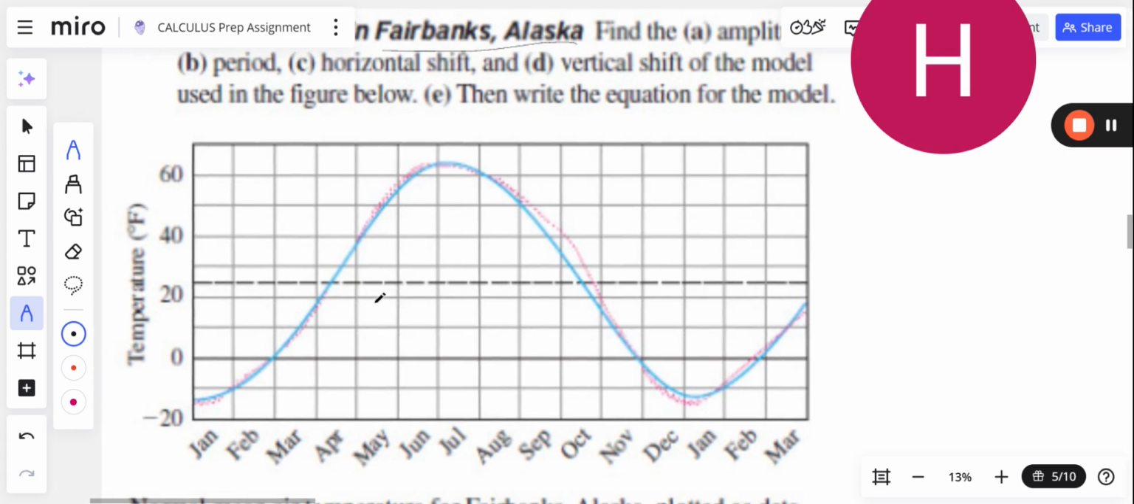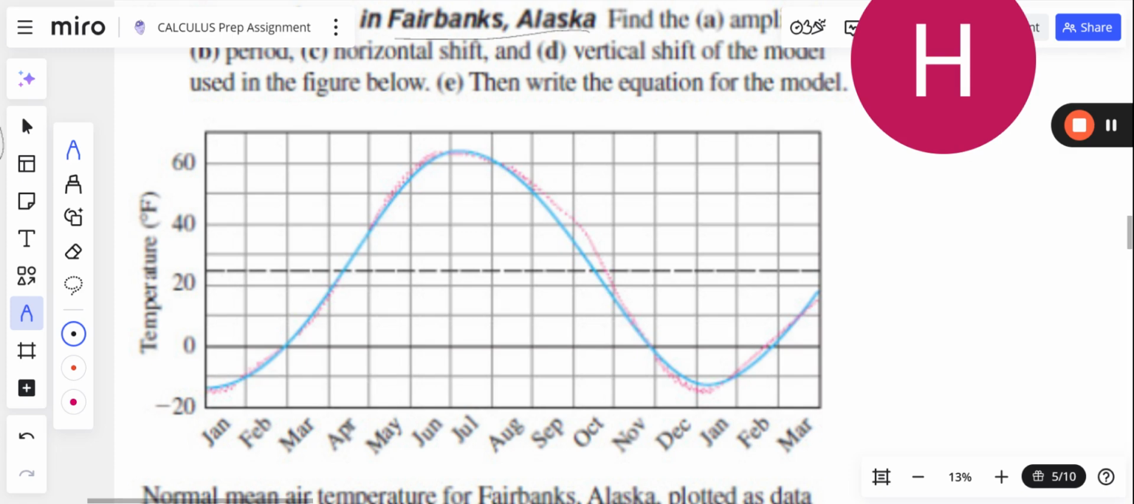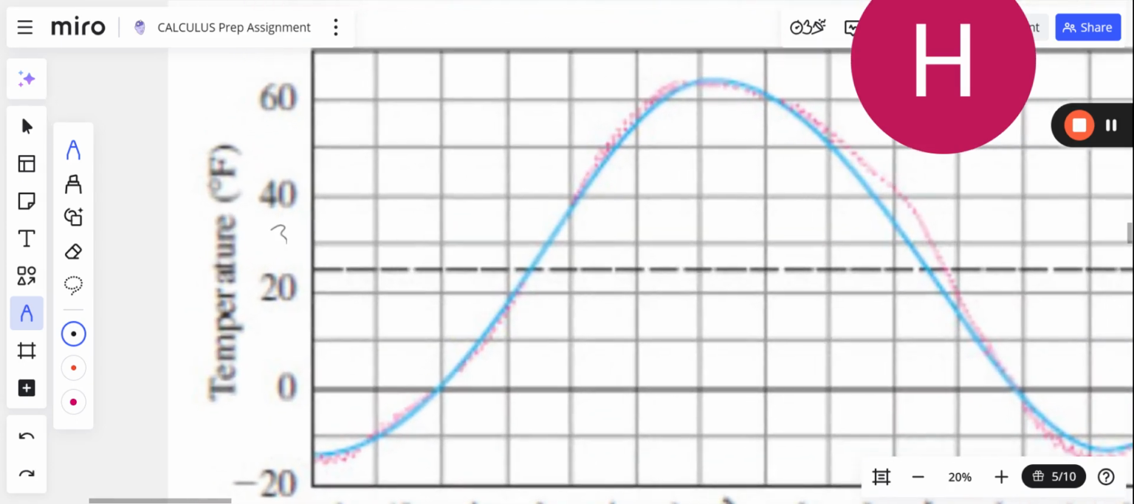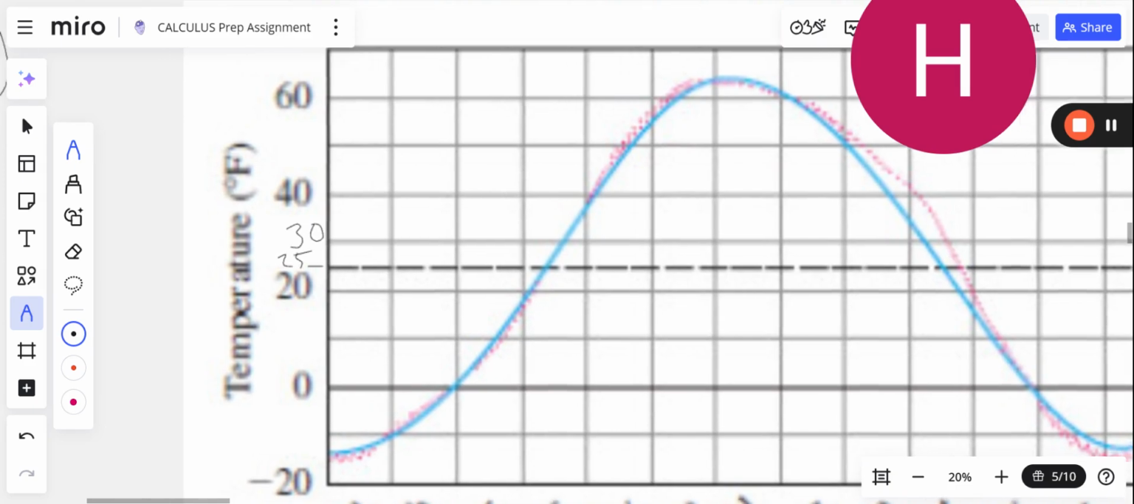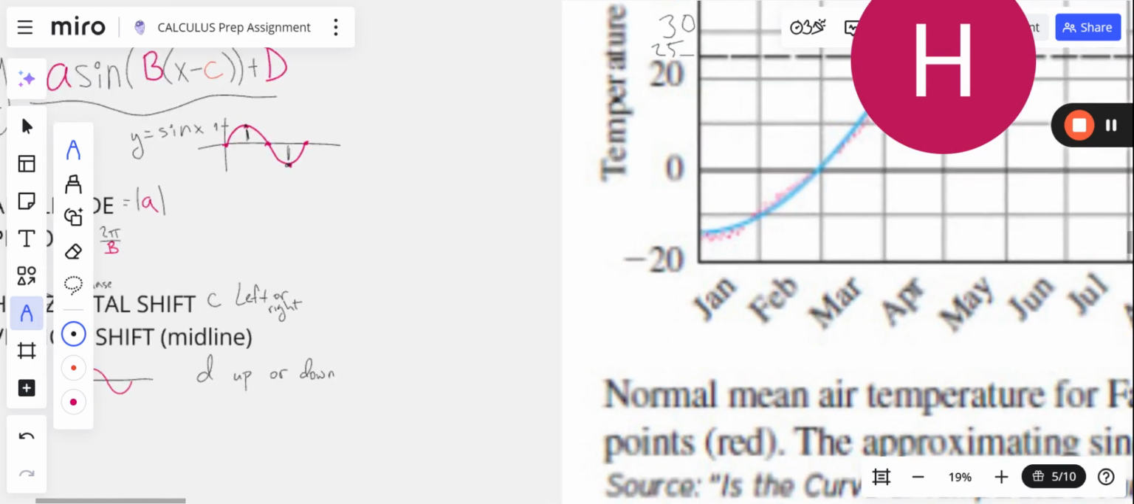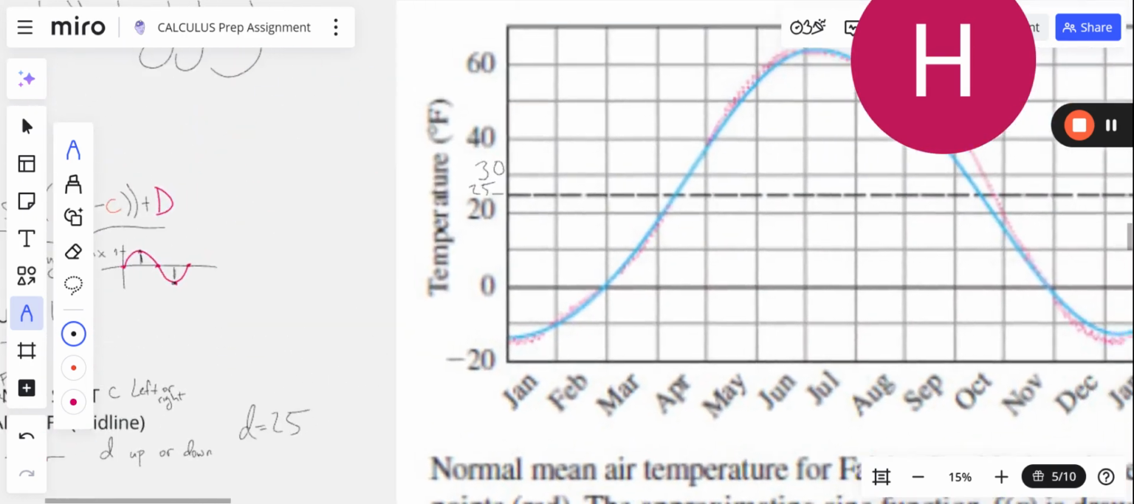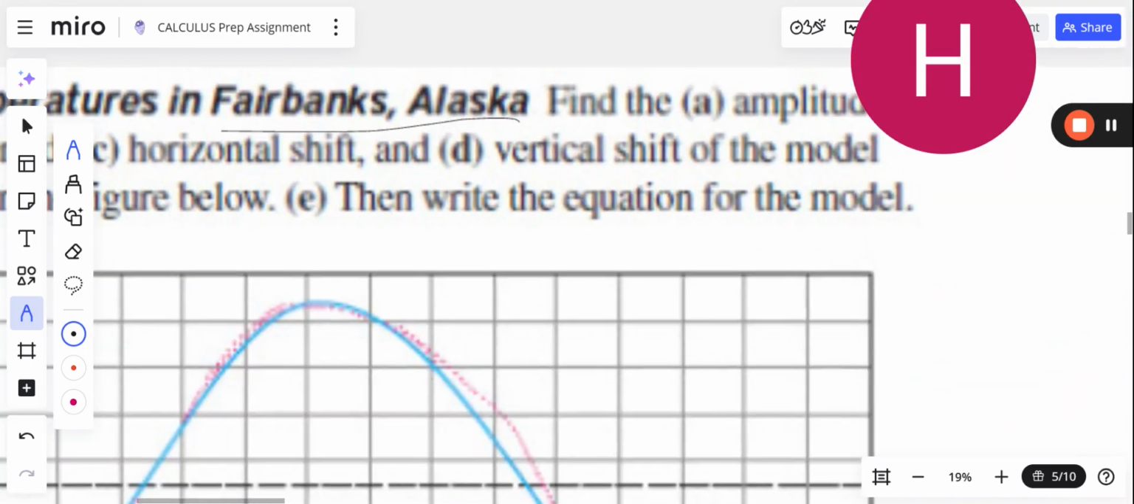So one of the easiest things to detect is the midline, which is the vertical shift, that is the d value. And we can see that it's somewhere right here. It's going to go in the middle of the wave. So this seems to be at about 30, and therefore I would say this seems to be at like 25. So let's say that the value of the vertical shift is 25. I'm sure they're going to have us write the equation for the model.